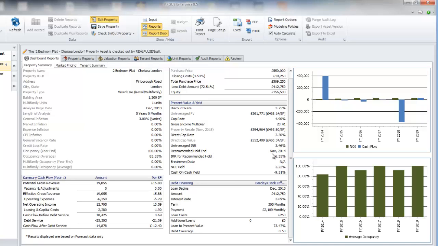The recommended hold end period in this instance is November 2014. It effectively means that the best time to sell over my 5-year period is somewhere around the end of next year, when the IRR is at the maximum. Debt financing here we have modeled earlier. It is working out to about £2,100 a month, which I'll show you in a minute how that's derived.